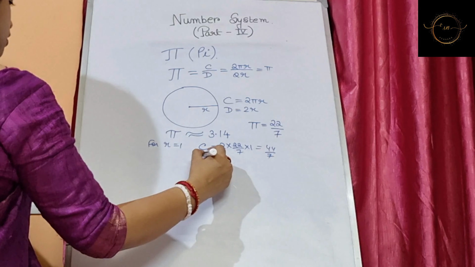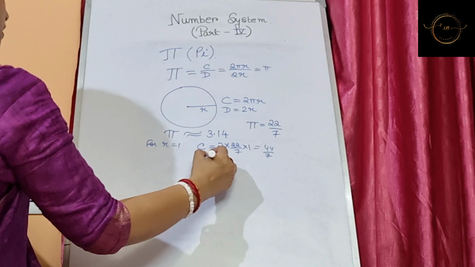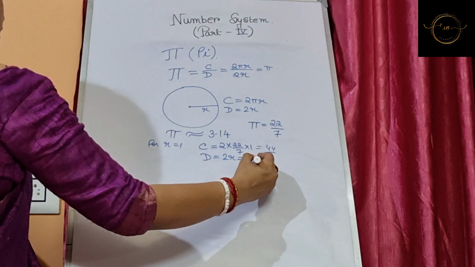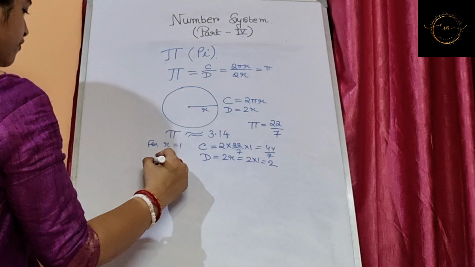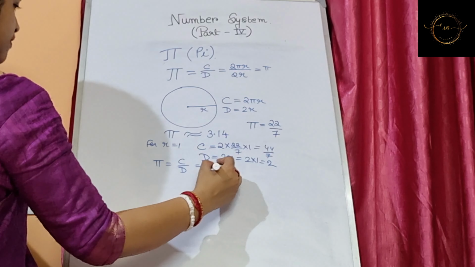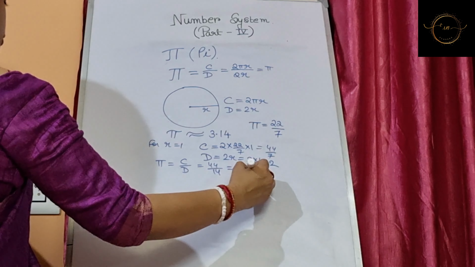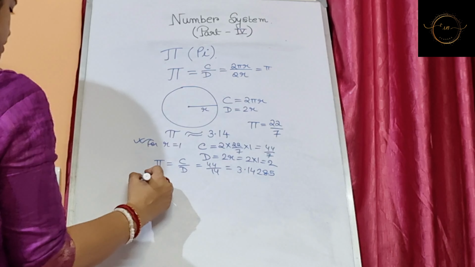And what about diameter? Diameter is 2r, we have just done this. So diameter is equal to 2r, that is 2 into 1, that is equal to 2. So what will be the value of pi? C by d. If you do 44 by 7 into 2, that is 44 by 14. That will come around 3.14285. This is for r equal to 1.